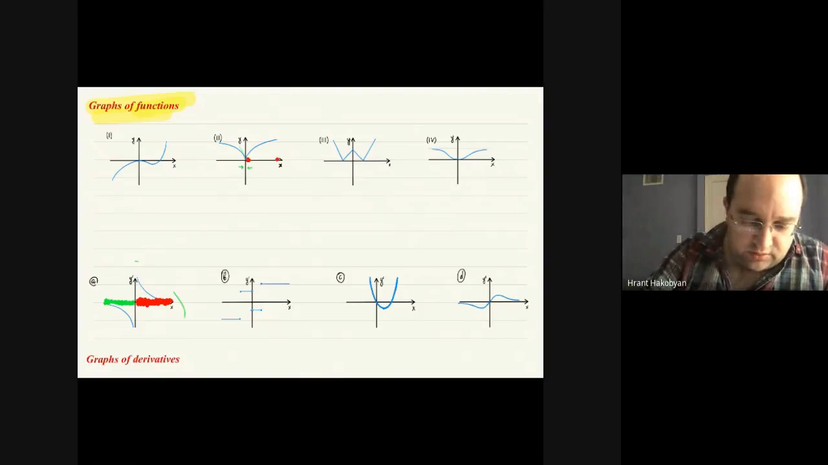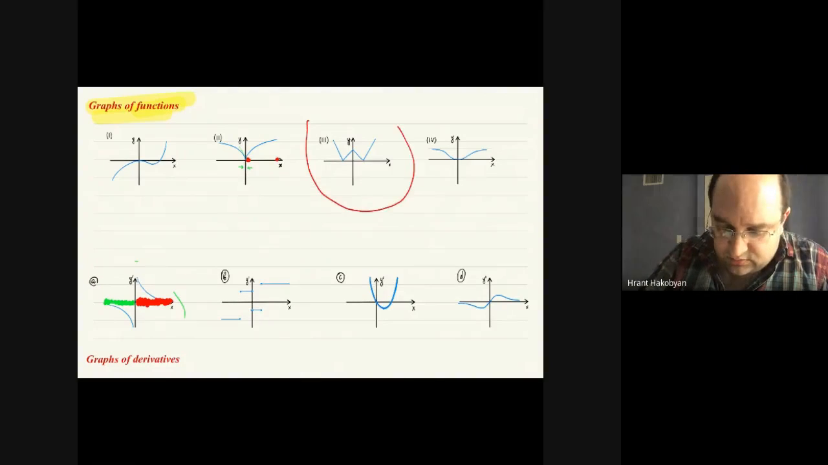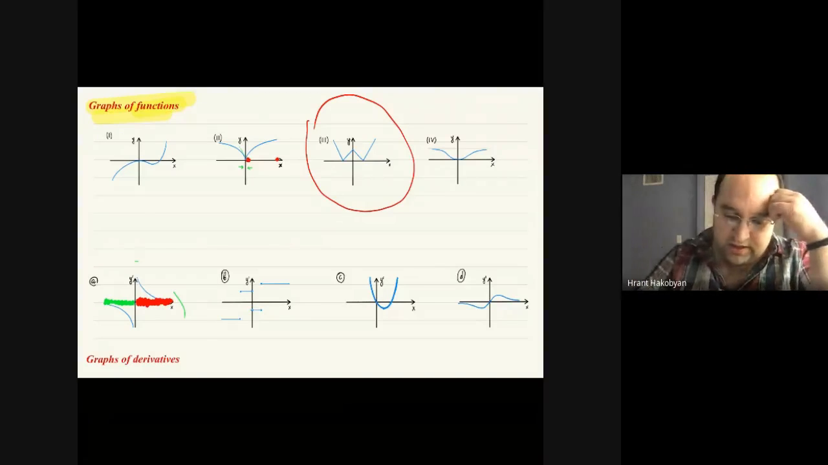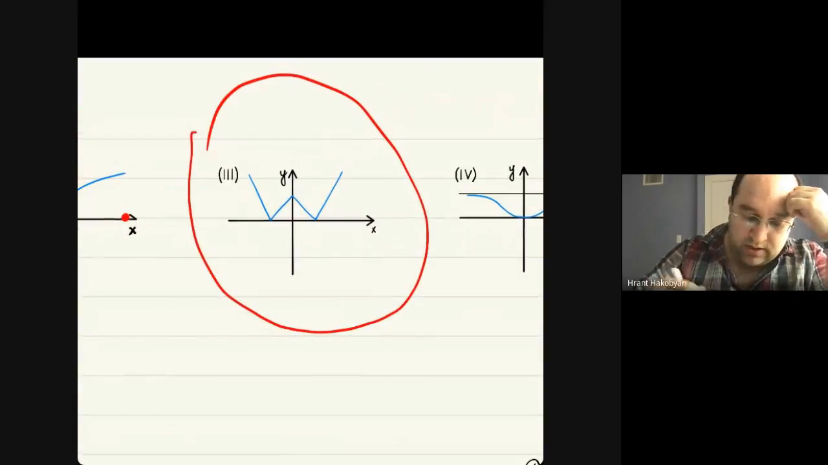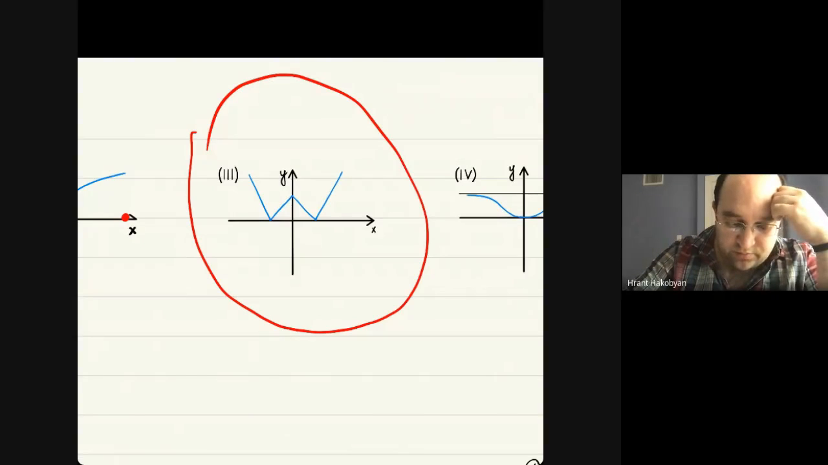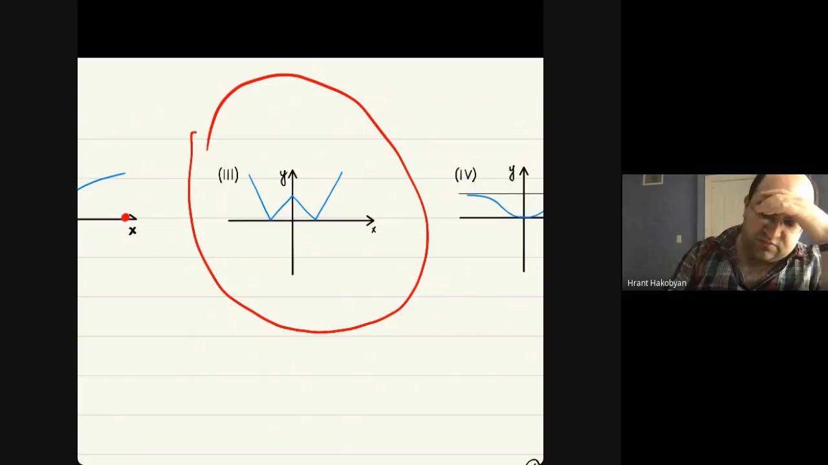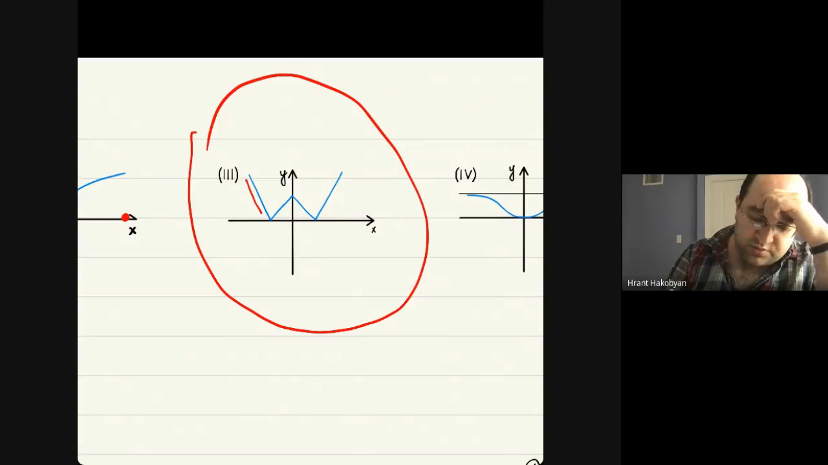So let's start with, say, this one here. Okay, so what can we say about this function? Well, it is piecewise linear, right? So what does that mean? That means in each piece, it is a linear function. So what can we say about the slopes? The slopes are constant, right? If you have a linear function, the line doesn't have a different slope at different places.